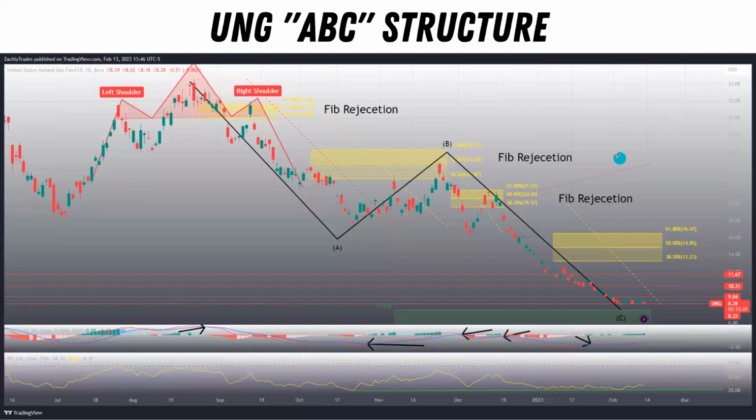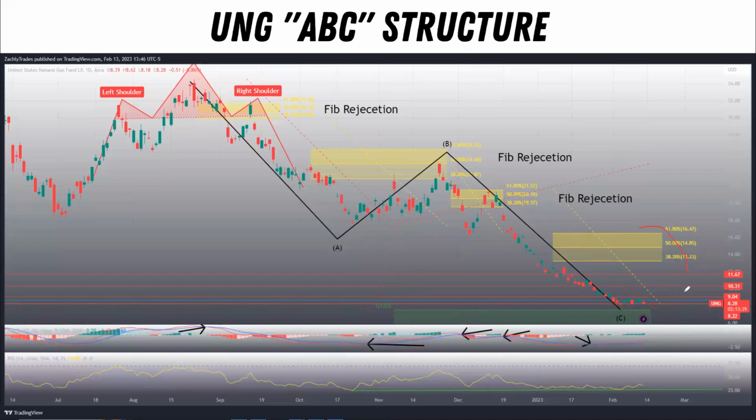Now I'm looking at an ABC structure right here. So basically a large three-wave move to the downside, and your wave C typically is going to be the 1.0 extension of your first two waves right here. So if that does happen, and if this continues to drop and this structure plays out, the 1.0 extension of our A to B wave right here is going to be 7.52.